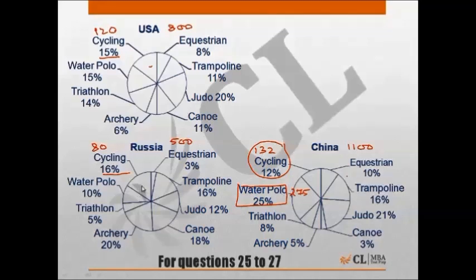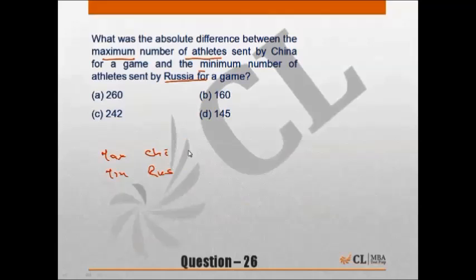So maximum for China is water polo. And minimum for Russia, equestrian is 3%. Anything lesser than this, no, equestrian is 3%, which is nothing but 15. 3% of 500 is 15. So the answer has to be 275 minus 15, 260. Maximum for China was 275, minimum for Russia was 15, so the difference has to be 260.